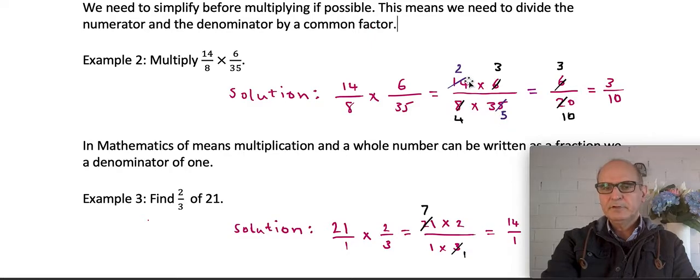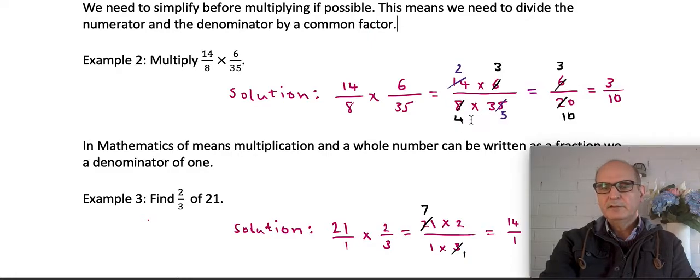Remember, when simplifying, we have to find one number from the top, like 14, and one number from the bottom, like 35, which have a common factor. In this case, it was 7. All right, let's look at the two other ones, 6 and 8. Is there any common factor for 6 and 8? Yes, it is 2. So we can divide both 6 and 8 by 2. 6 divided by 2 is 3. 8 divided by 2 is 4.